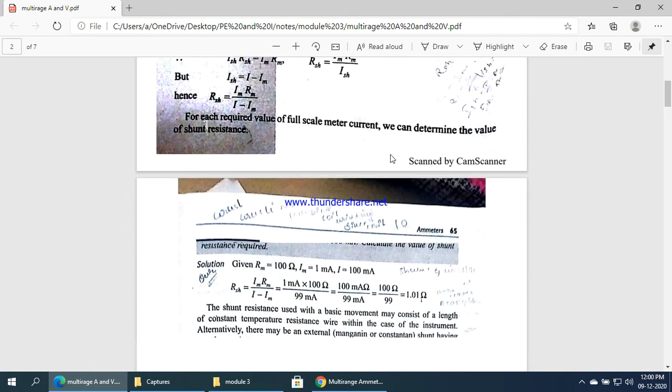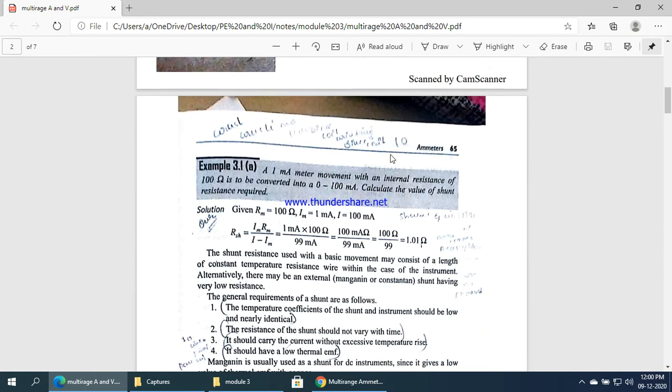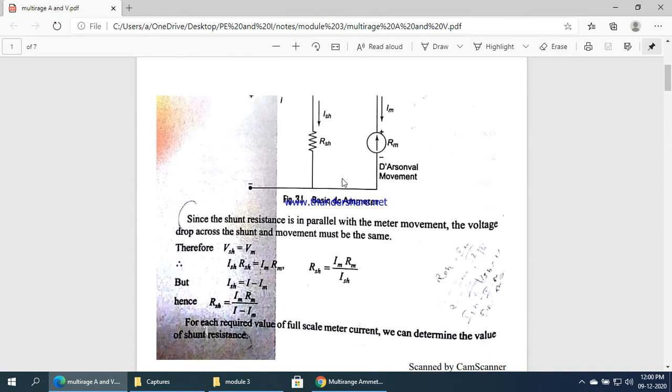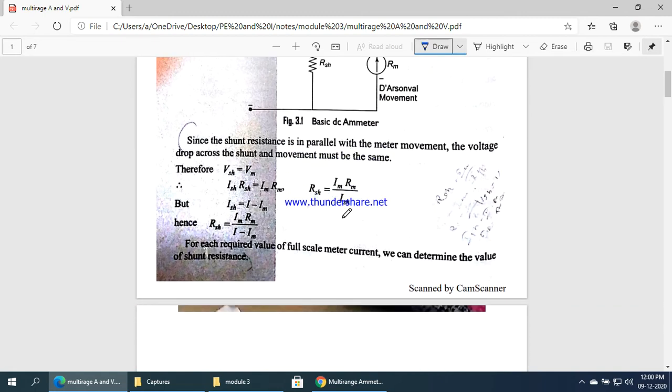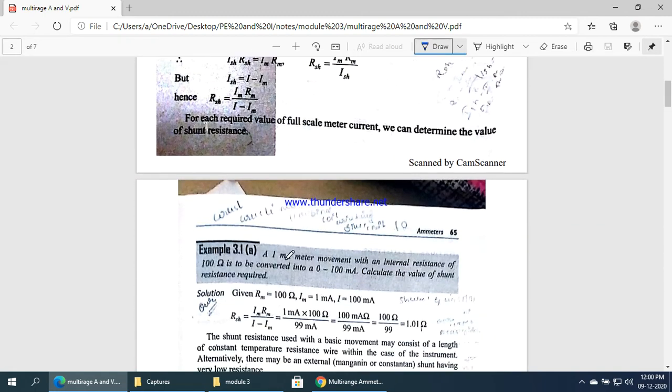Now we look at the problem, a small problem. A 1 milliammeter movement. So if this is a movement, that is nothing but a D'Arsonval movement. A 1 milliammeter movement with an internal resistance of 100 ohm.